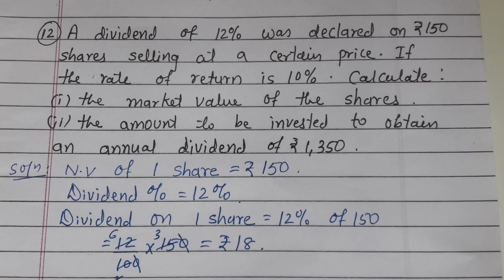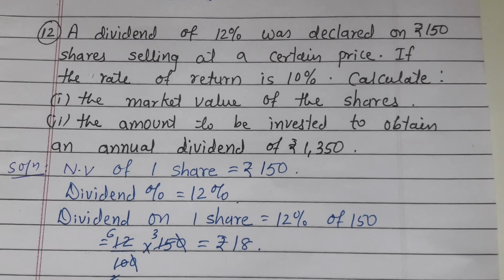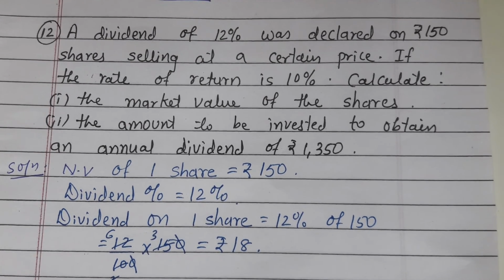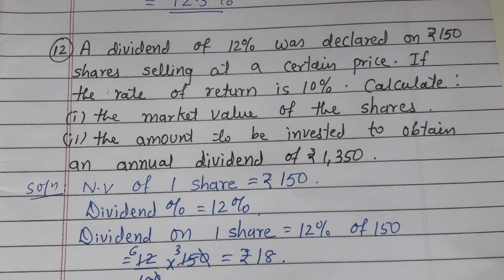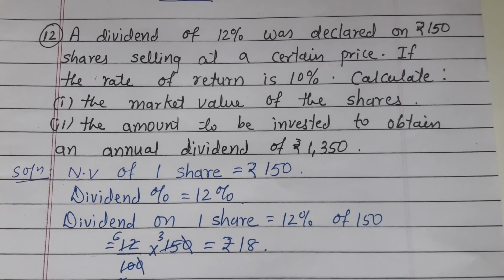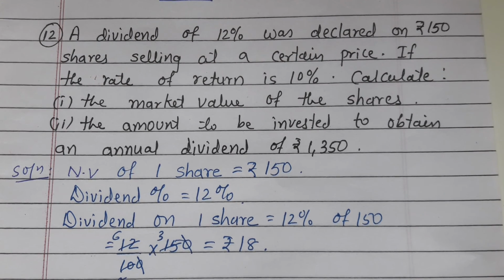Sum number 12. A dividend of 12% was declared on rupees 150 shares selling at a certain price. If the rate of interest is 10%, calculate first, the market value of the shares. Second, the amount to be invested to obtain an annual dividend of rupees 1,350.